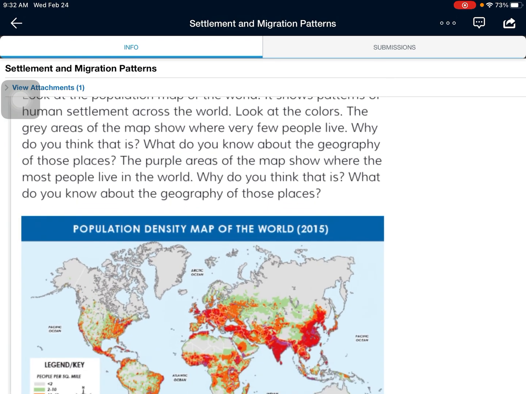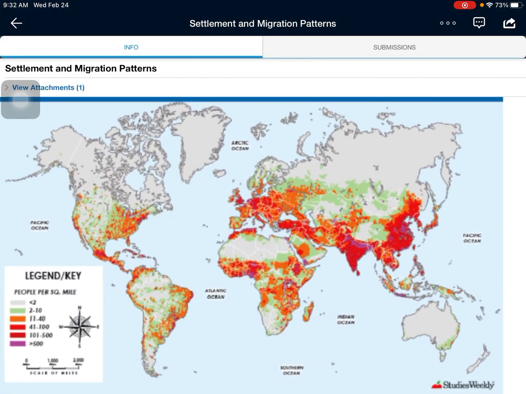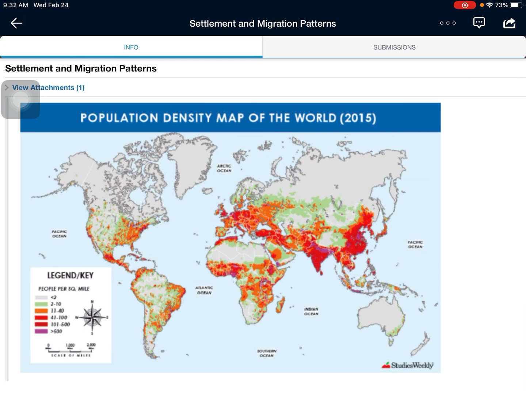So if we're looking at our population map here, if I can zoom in a little bit, we always want to take a look at our title first when we're looking at our maps. And my title says Population Density Map of the World 2015. So that tells me this map is going to show me how many people live in a certain area. And this was based in 2015. So it might have changed a little bit, but for the most part, it's going to be very similar.